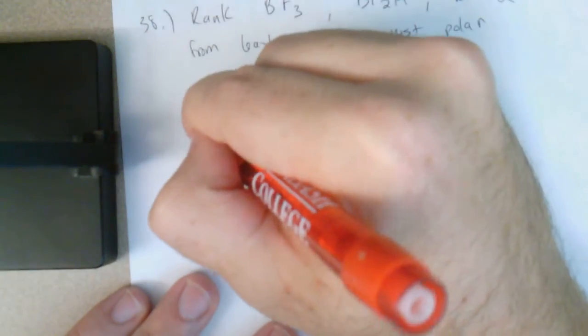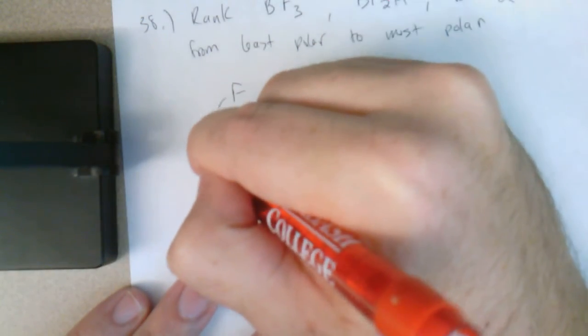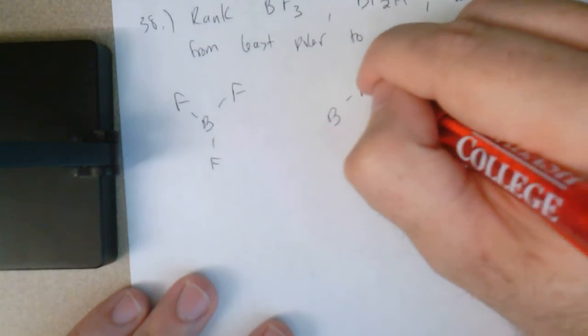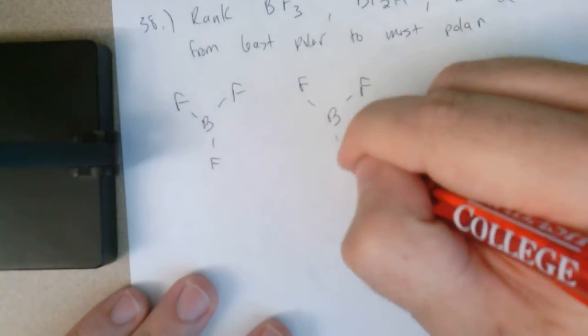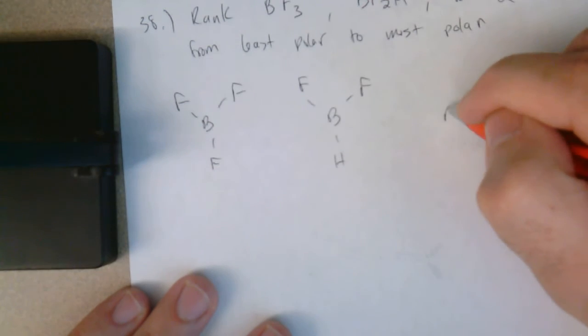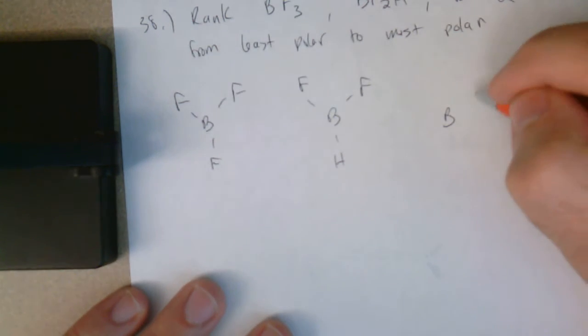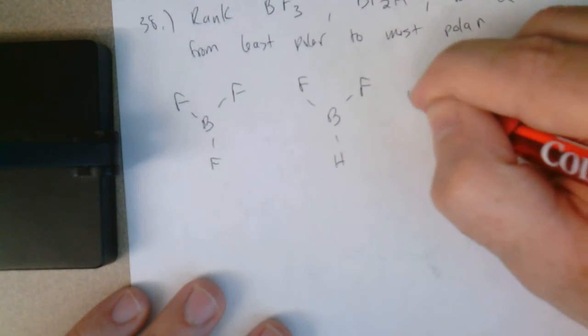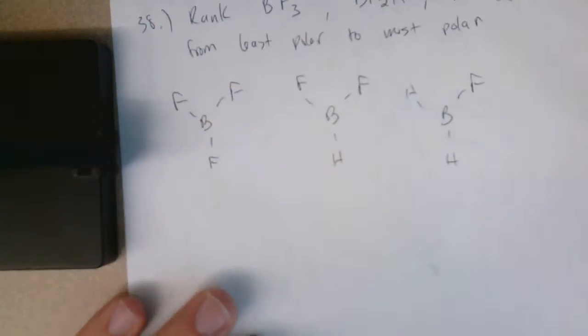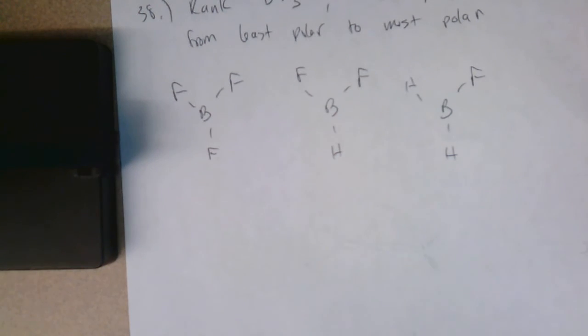Well, let's draw these boron structures. What's the hybridization of this boron? Because remember, this is not like a nitrogen. It's not like a group 5 element. This is a group 3 element, so it doesn't have a lone pair. It just makes 3 bonds, and then it has an empty p orbital.